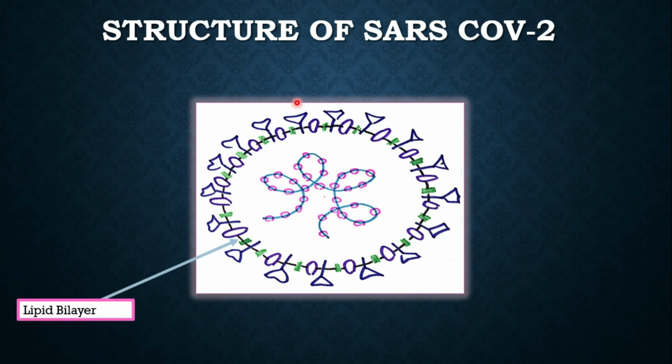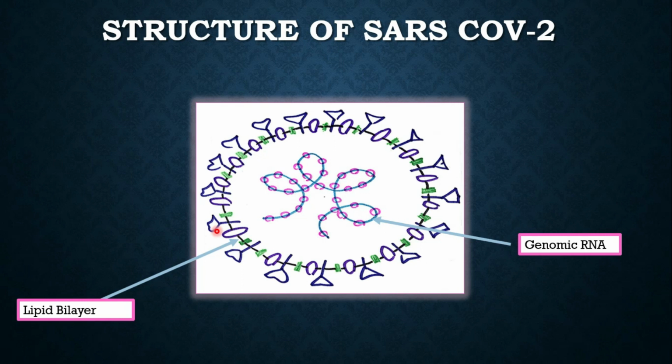It consists of a lipid bilayer. Lipid bilayer is the two layers which are made up of lipid, which forms a continuous barrier around the virus. You can see this black lining which forms a layer around the virus. Now, coronavirus consists of an RNA genome, that is single-stranded positive sense RNA, that is plus ssRNA.